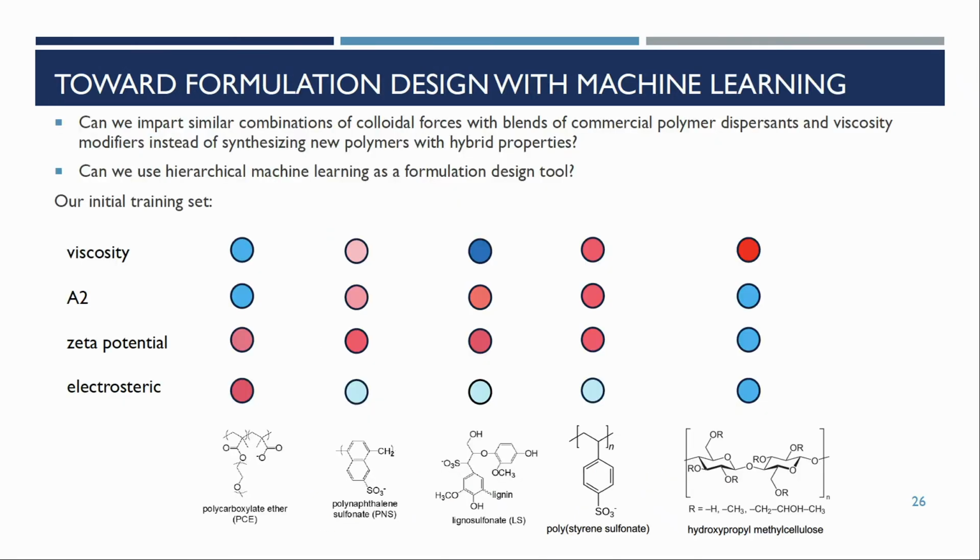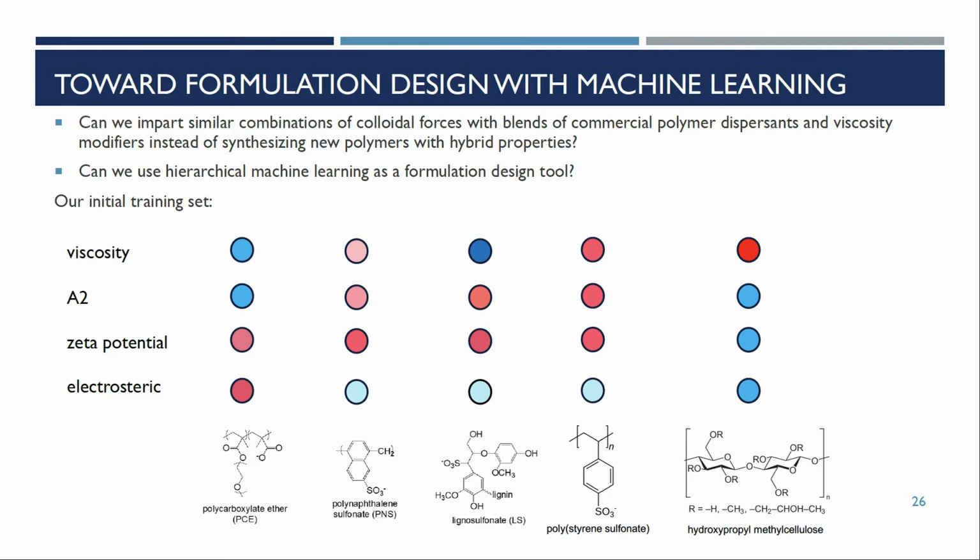Okay. And so I'm just going to show very briefly how we're starting to do formulation design. Again, we've got a training set, and these are some of the elements of it. These are different polymers here. These are established plasticizers. Polystyrene sulfonate we're using in its pure form. It's actually used as a dispersant for clay slurries. And then hydroxypropylmethylcellulose is a viscosity modifier.